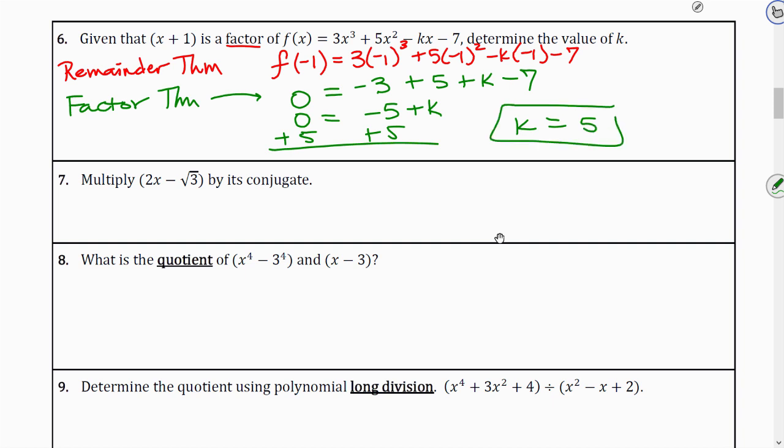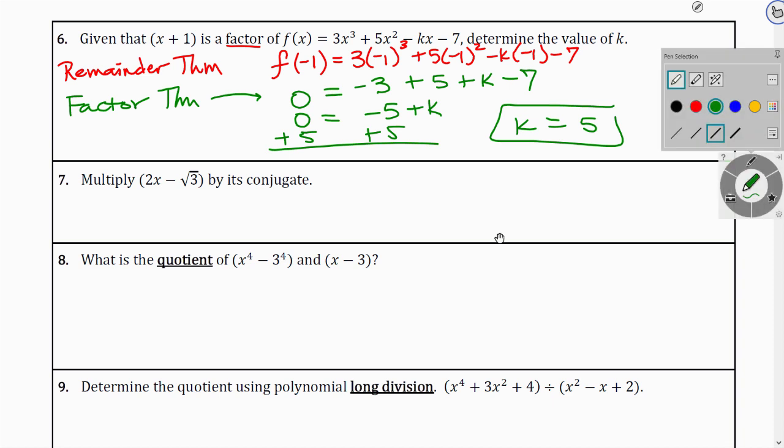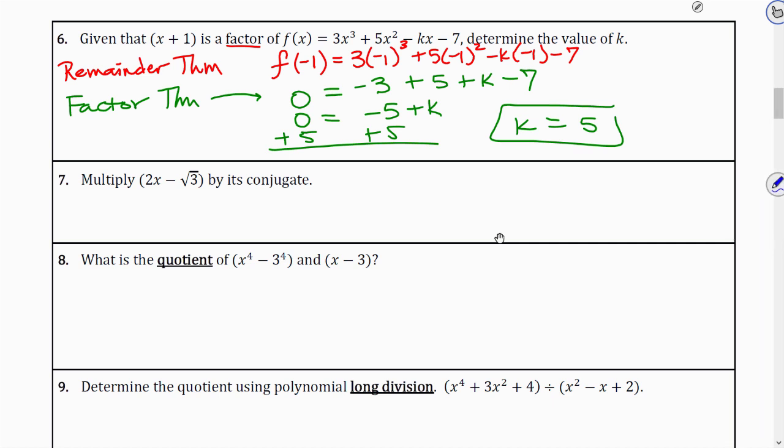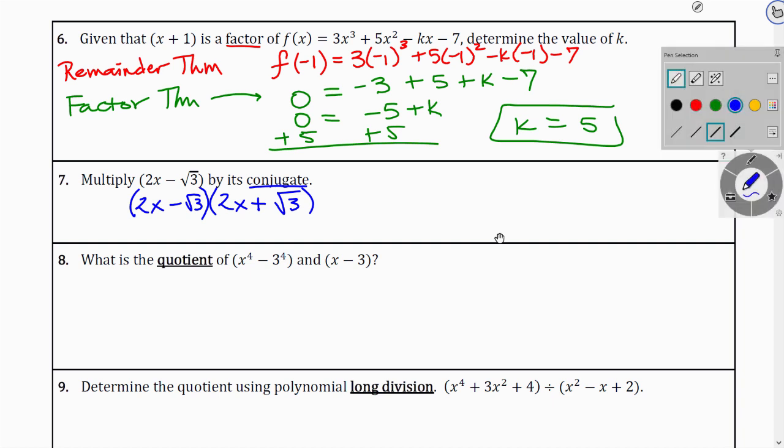All right, number 7, multiply 2x minus root 3 by its conjugate. The biggest question that students have with this one is, what is meant by a conjugate? The conjugate is a useful tool, and basically it's the exact same binomial, but you change the middle sign. That has some nice properties that I'll talk about at the end of this problem. So I'm multiplying 2x minus root 3 times its conjugate, which is 2x plus root 3. Here we go.